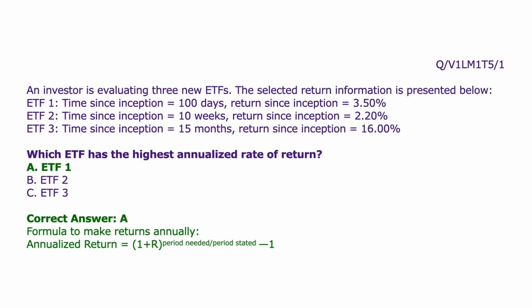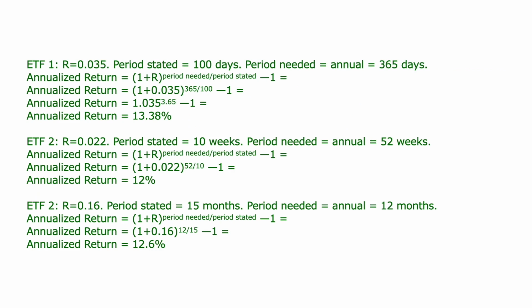Here is the same formula but a bit different in wordings. The formula to make returns annual, annualized return equals 1 plus R to the power of period needed divided by period stated, minus 1. The period needed is how many periods in a year. Period stated is the periods given in the question.